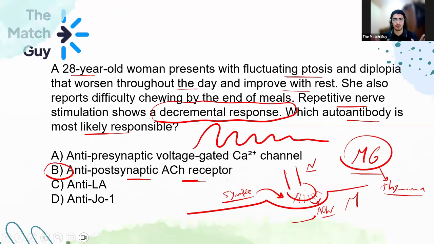So if he gives you a question, we have a patient presenting with muscle weakness, and on CT scan of the chest, we found a mass in the anterior mediastinum. He's talking about myasthenia gravis associated with thymoma.